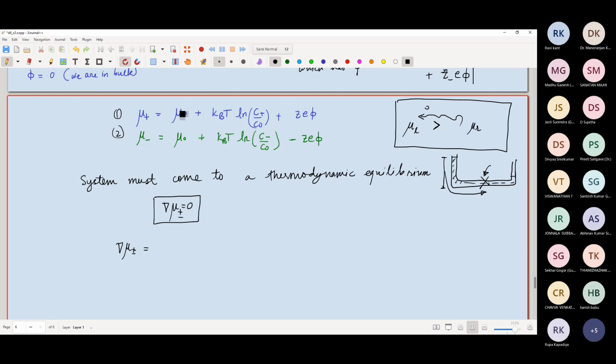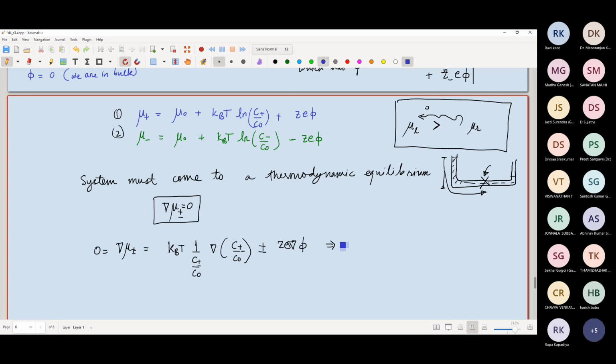The gradient of a constant will be zero. Then you have kBT, so then you have a gradient of the logarithm. So there will be 1 over c plus over c naught, then a gradient of c plus minus over c naught, plus z plus minus e times the gradient of the potential. If we rearrange this, this has to be also equal to 0.